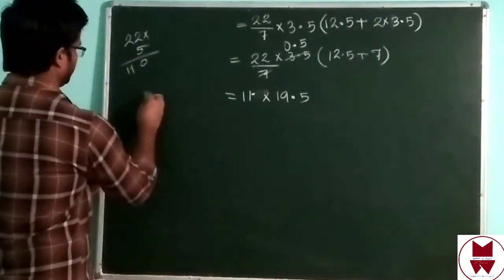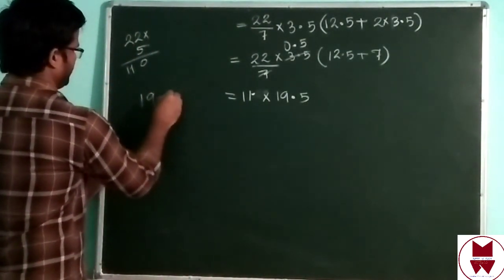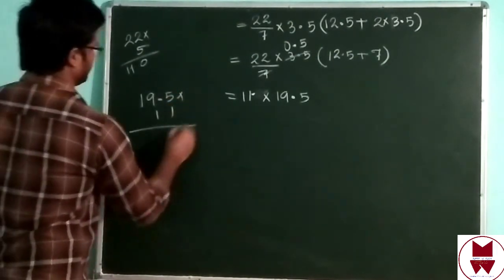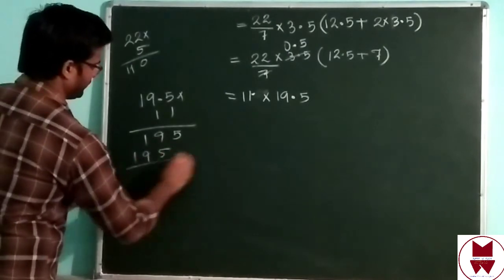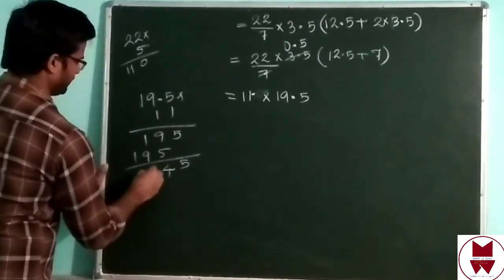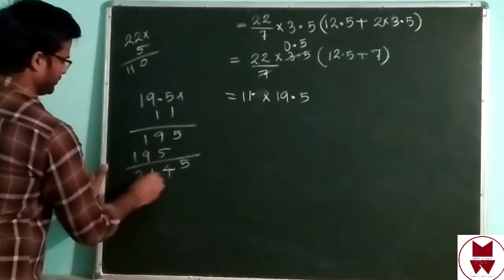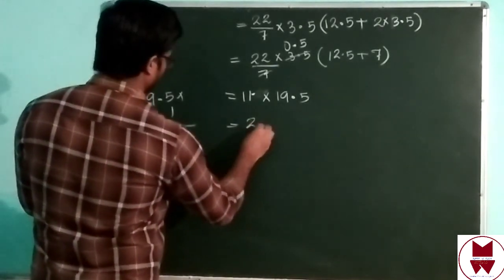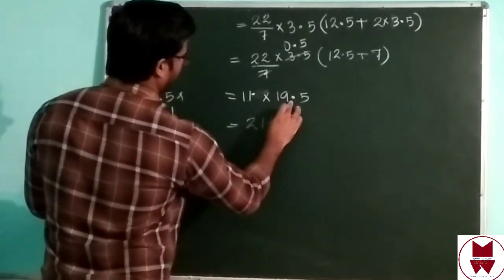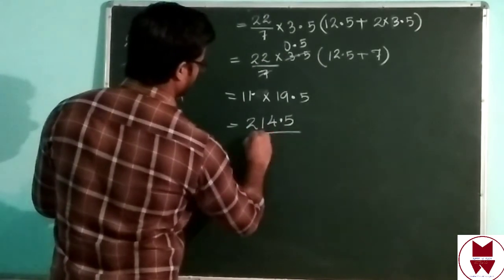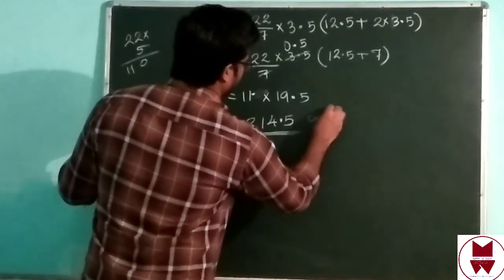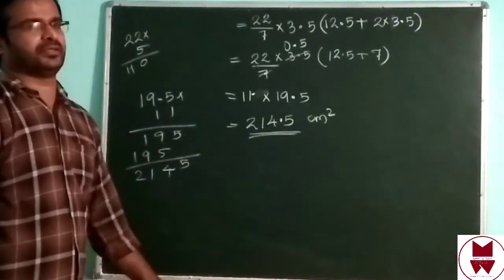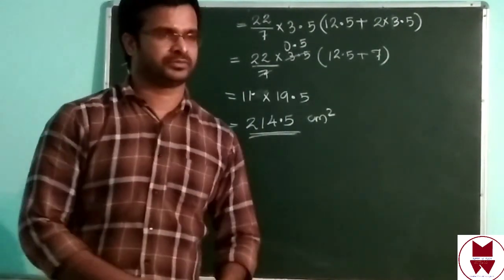Then 19.5 into 11. Same, 195. Again 195. 5, 14, 10, 11, 2. 2, 1, 4, 5. After point, only one number. You will get 214.5 centimeter square. That is our area of toy.